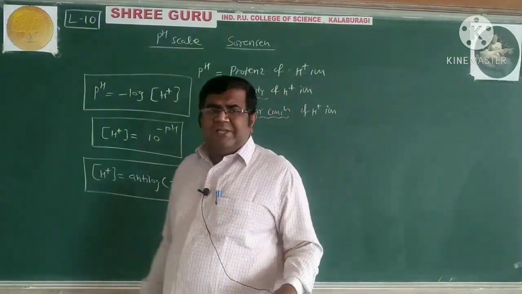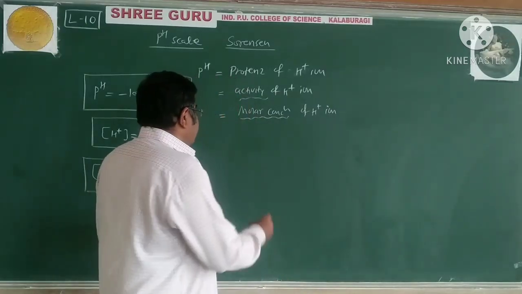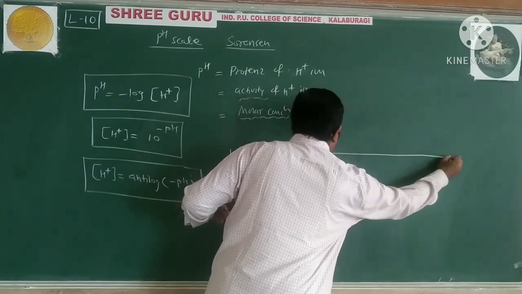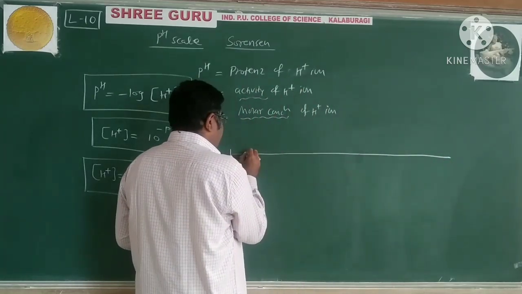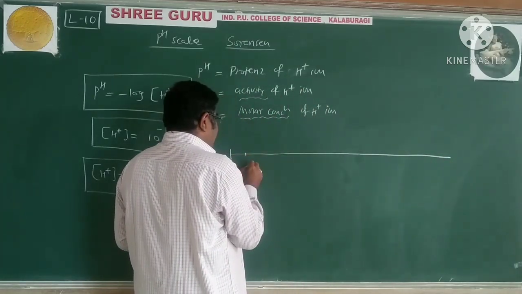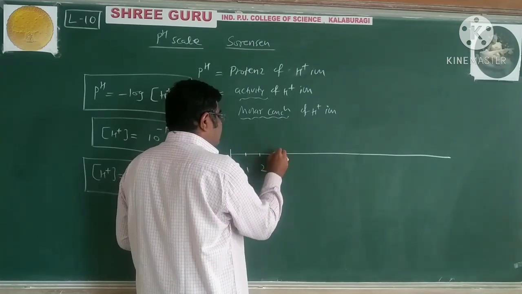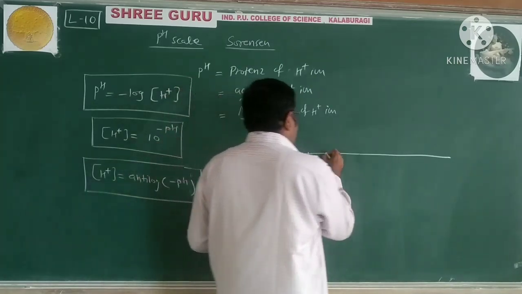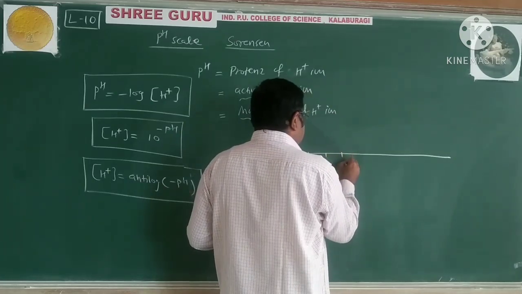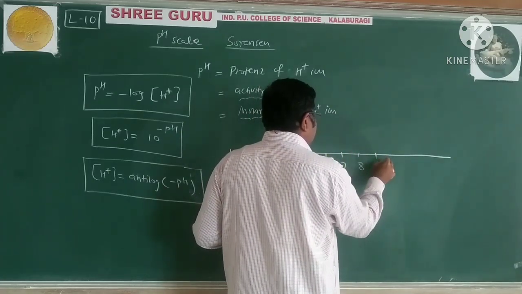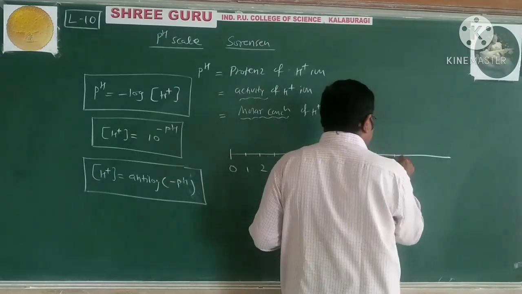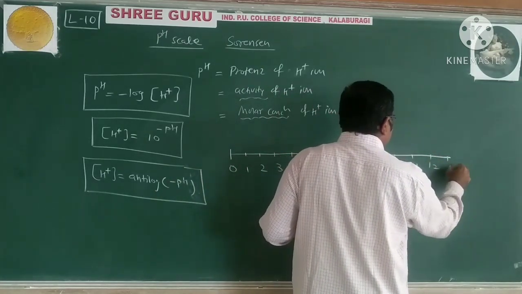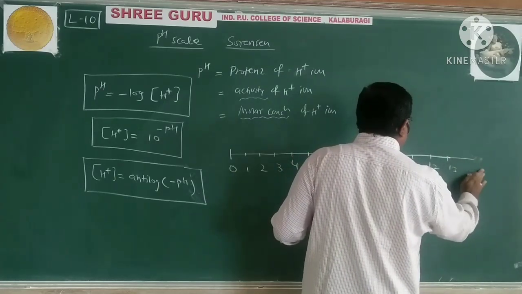So, what type of scale did he make? It is like starting from 0, 1, 2, 3, 4, 5, 6, 7, 8, 9, 10, 11, 12, 13 and 14.